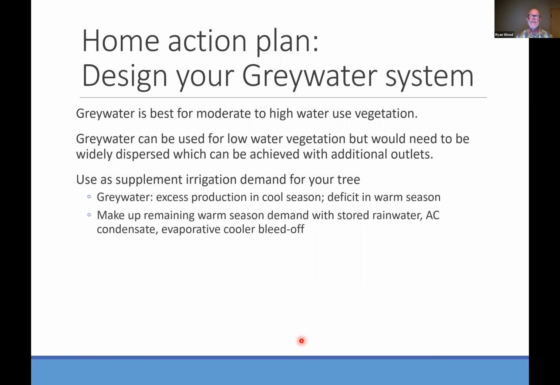So you'll find that gray water in the cool seasons, well, you may have too much. And in the warm seasons, you may not have enough. And that's because the plants are going to require water differently throughout the year. So during the summer, they need more water, and during the wintertime, they need less water. And so for those warm seasons, think about your rainwater, your AC condensate, evaporative cooler. Do you have a reverse osmosis system, something else that you can tap into to help with that gray water source?